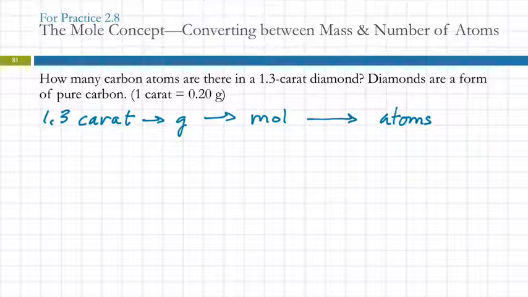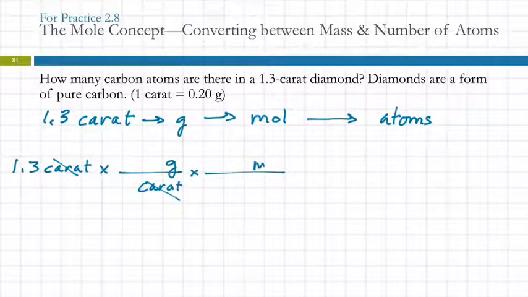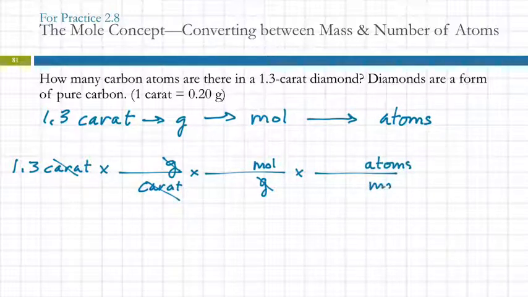So here's our path. That's the hard part. Now we just follow the path. So we've got 1.3 carats. We're going to convert that to grams. So we can put carat on the bottom. Carats are going to cancel out. Another arrow. This one's going to have mole on top because that's next in our path. And we're going to put gram on the bottom. The grams cancel out. Then we're going to get atoms. And we're going to have moles on the bottom. So the moles cancel out.